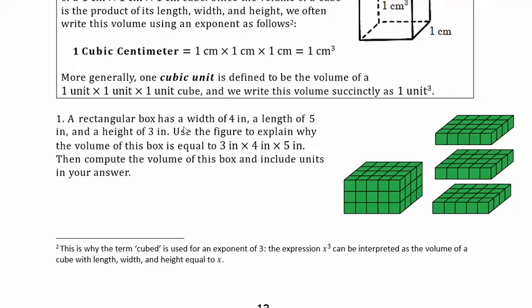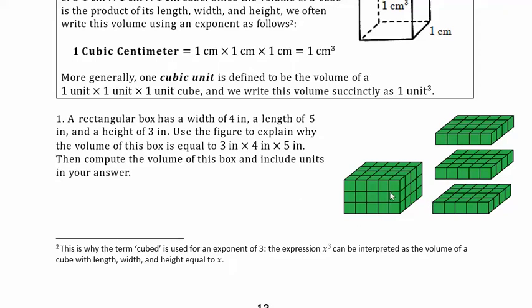A rectangular box has a width of 4 inches, a length of 5 inches, and a height of 3 inches. Use the figure to explain why the volume of this box is equal to 3 inches times 4 inches times 5 inches. Then compute the volume, include units. Now some of you know that to find volume we take length times width times height, but why is that? Why does that work? So let's take a look at this picture over here.